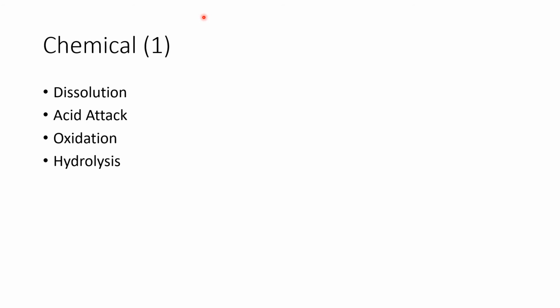Chemical weathering. So all that previous was all supposed to be physical weathering. Now we're going to talk about chemical weathering. So chemical weathering could be of a lot of different types: dissolution, acid attack, oxidation, hydrolysis. We're going to go through each of those, but there are plenty of other examples.